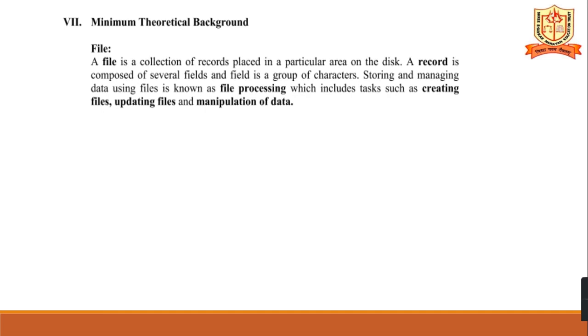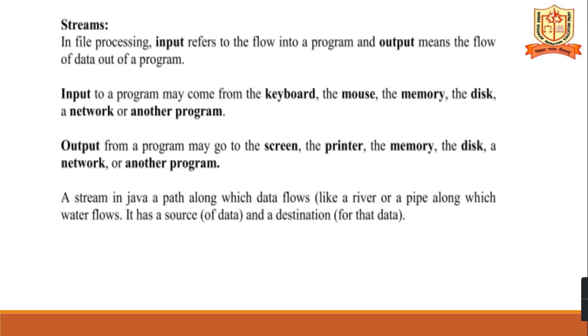A file is a collection of records placed in a particular area on the disk. A record is composed of several fields, and a field is a group of characters. Storing and managing data using files is known as file processing, which includes tasks such as creating the files, updating the files, and manipulation of the data. And next, what is a stream?